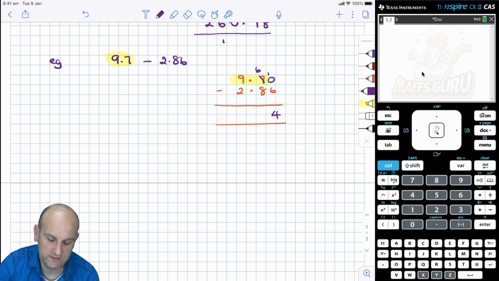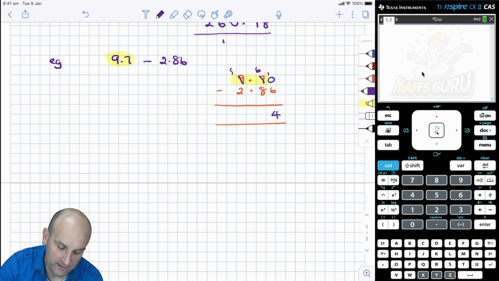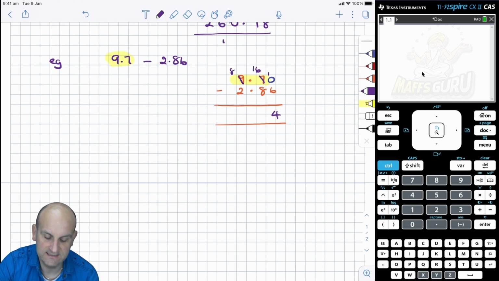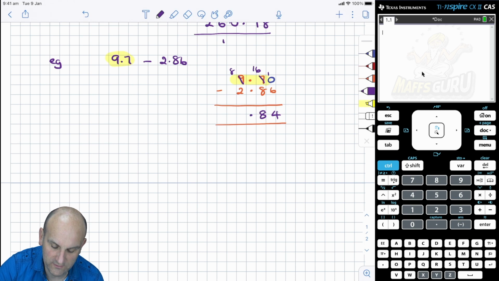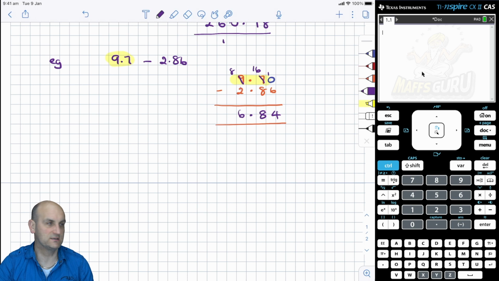6 minus 8, also not going to work. So I'm going to borrow one from there and make that an 8. And that now makes that a 16. So 16 minus 8 gives me 8. Move the decimal point down and 8 minus 2 gives me 6. And ka-ching, subtracting decimals. This stuff is amazing.